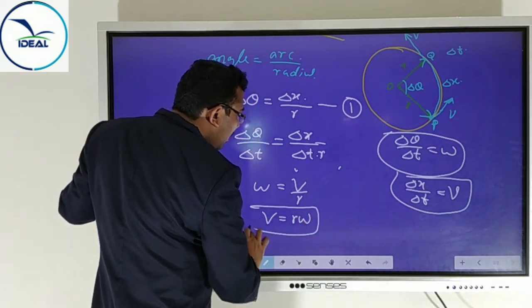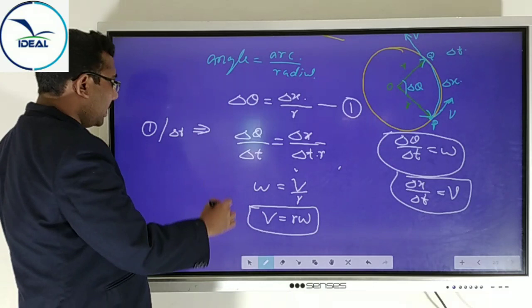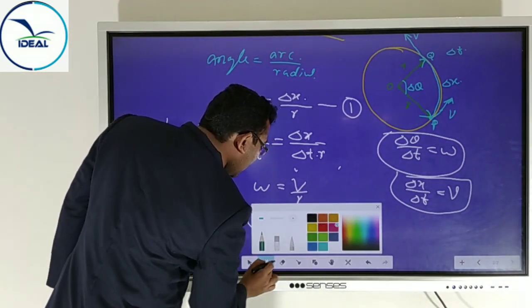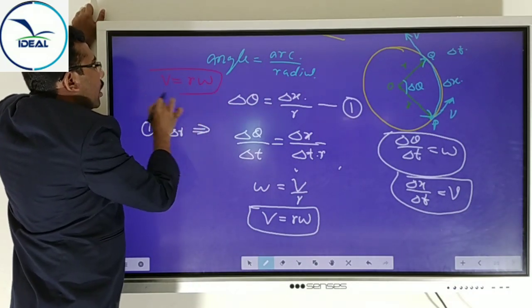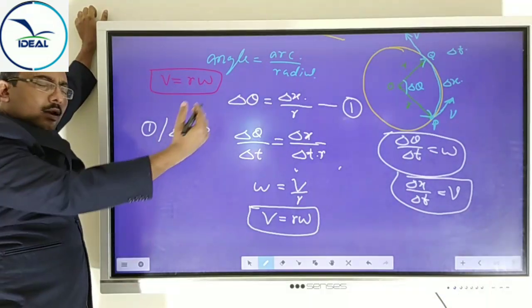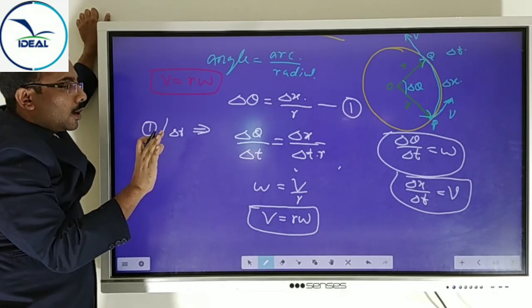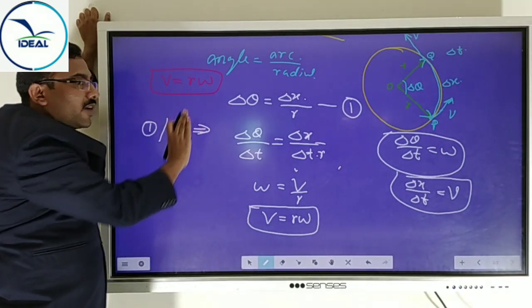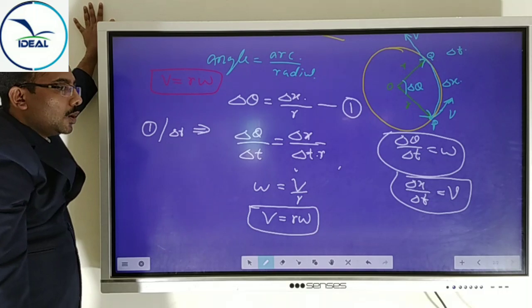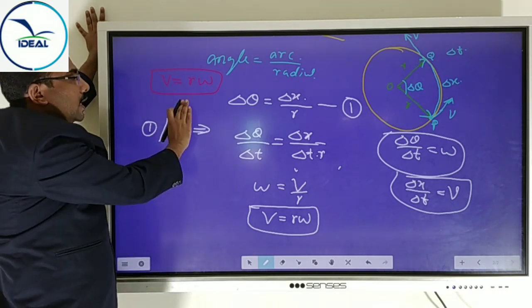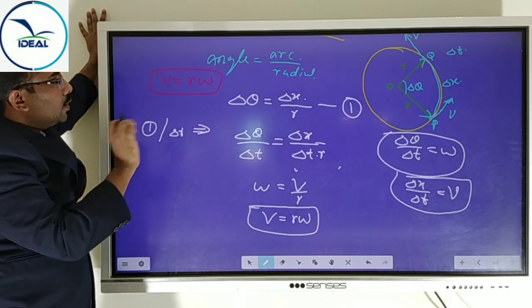The relation between v and omega. Okay, very, very important relation. Please note, please write in your mind, it is used throughout in physics. V is equal to r omega. We can find some special cases in the coming chapters. Actually these three terms are vectors. We can write in vector form, but now we write only the magnitude. V is equal to r omega. Linear velocity equal to radius into angular velocity.